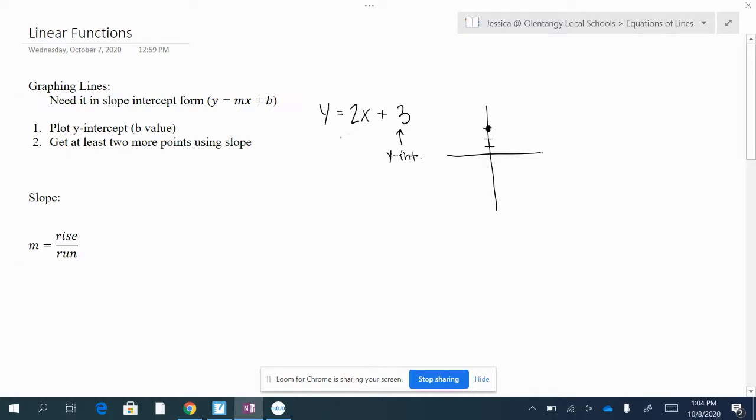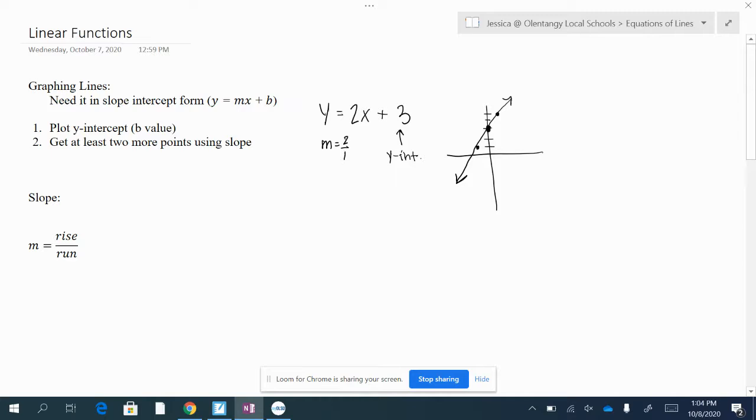And then my slope here is technically 2 over 1, so I can go up 2 units and over 1. Always try to get 2 more points using the slope, so you can go up 2 more and then over 1. But remember, if you go down 2, you'd go to the left 1. So this would be my line for that equation.